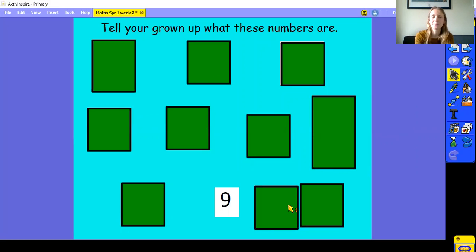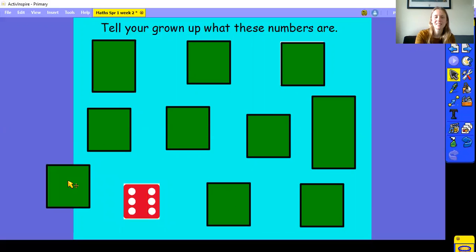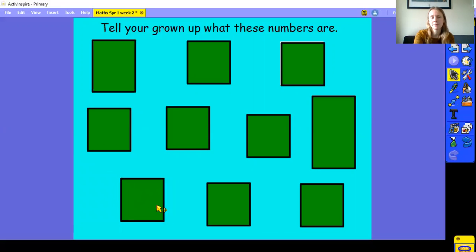Have a look at this one. Sometimes this numeral looks different. At school, we write it with a straight line. It shows 9. And the last one, yes, that's right. It shows 6. This pattern is on a dice, but it also looks a little bit like our Numicon 6. It has 3 dots on one side and 3 dots on the other side.